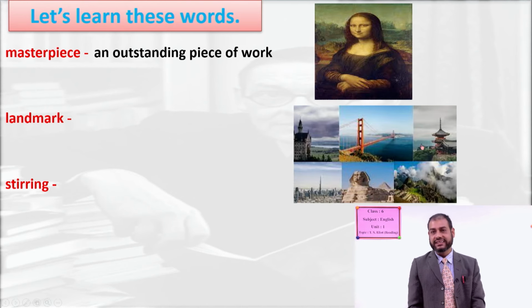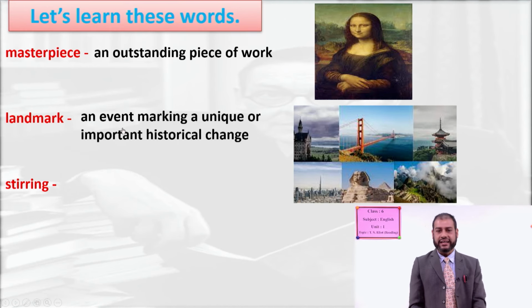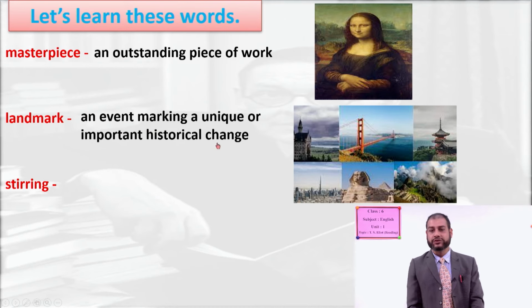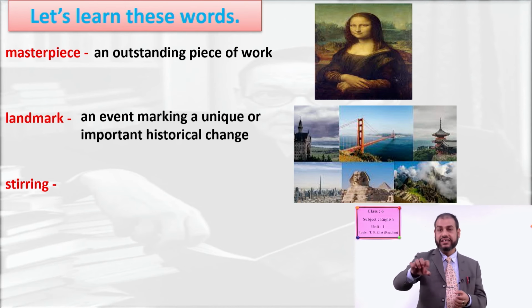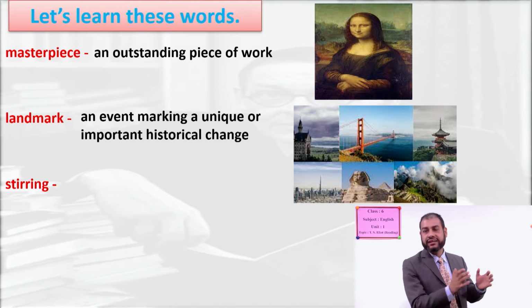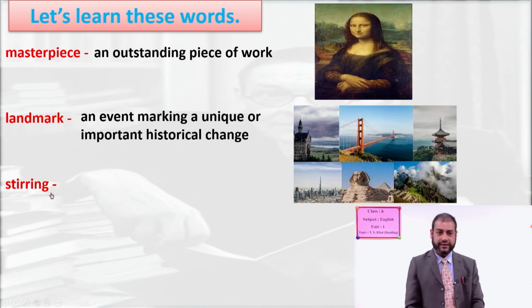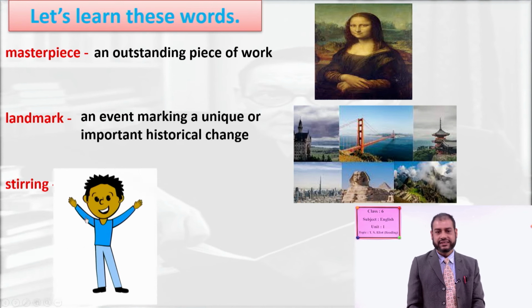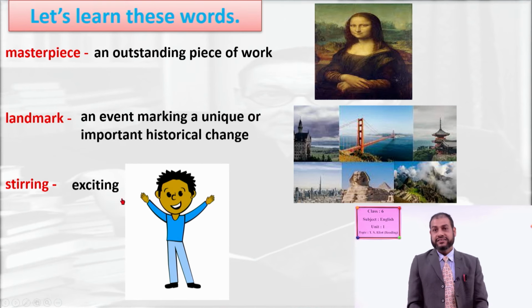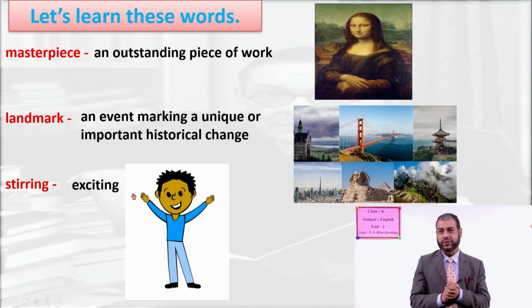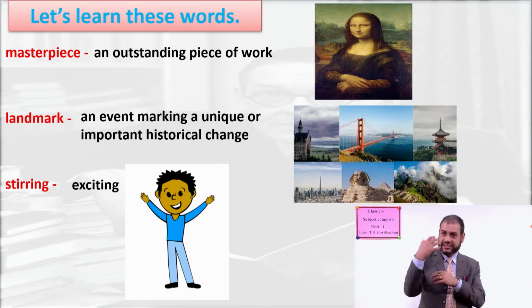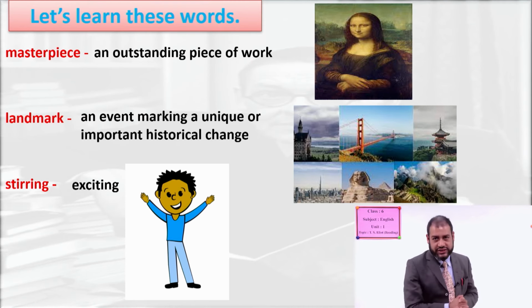Landmark, see, you can see the picture and you can generate the meaning. That is an event marking a unique or important historical change. T.S. Eliot also made a great contribution to bring a change in poetry in English literature. Another, stirring. See, you can understand it as exciting, and it means a kind of movement, waving. So because of him, there was a kind of discussion. There was a kind of change in literature. All right?